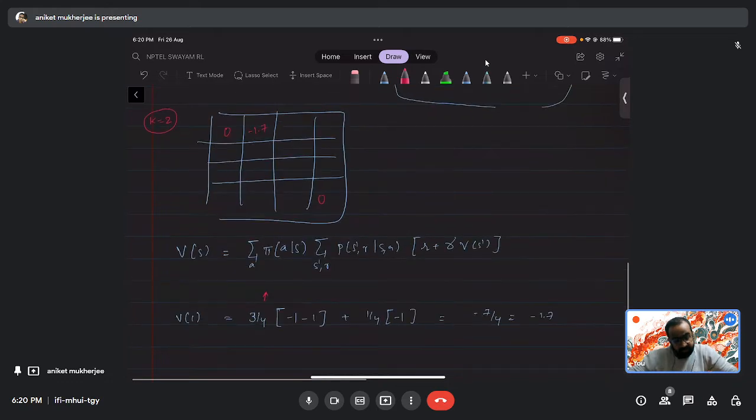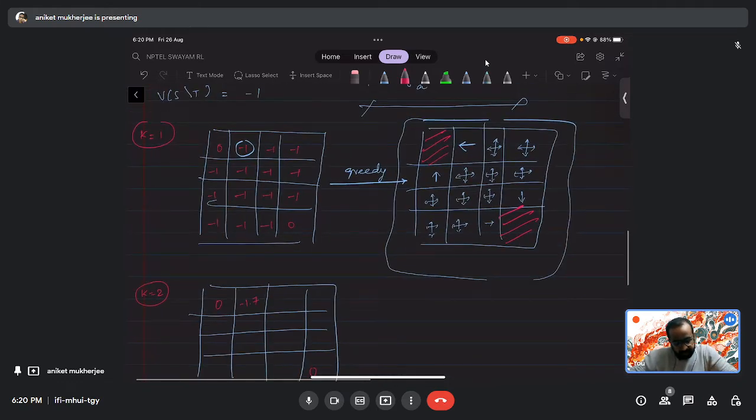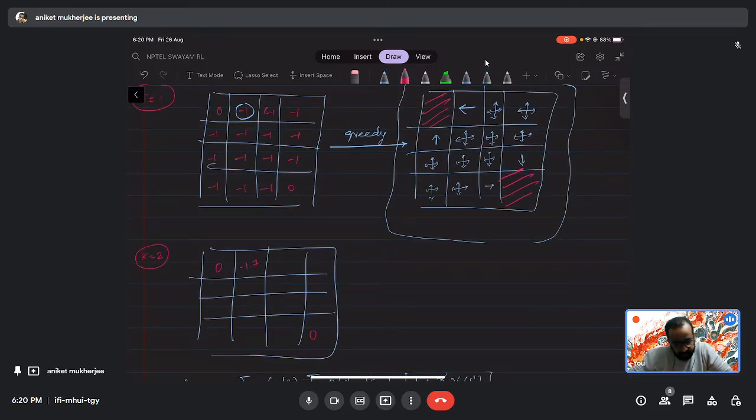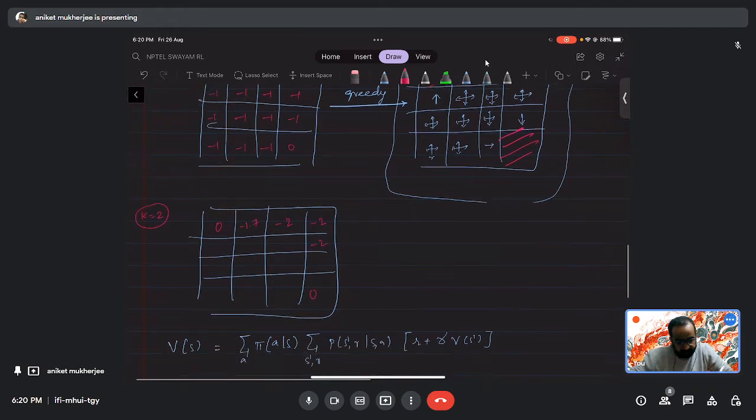Now you think that everything would be the same, but everything would not be the same because V2 would have 4 -1s. So it will be -2 in the next step. Yeah, it's 4/4 into -1. So it's -2. You're right. So this would be -2, this would be -2, this would be -2. I hope it's clear.